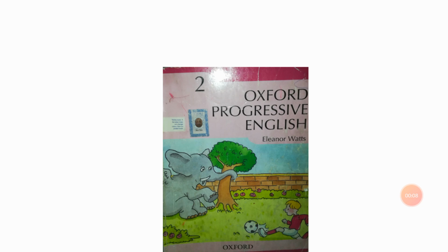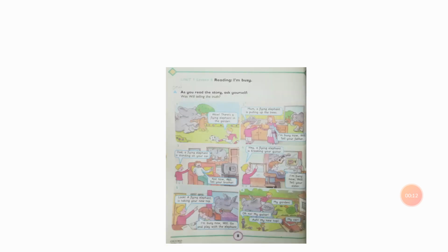Unit 1 of this book, Oxford Progressive English of Class 2. Open your page 8, Unit 1, Lesson 6, Reading: I Am Busy. Part A, Oral. As you read the story, ask yourself, was Will telling the truth?